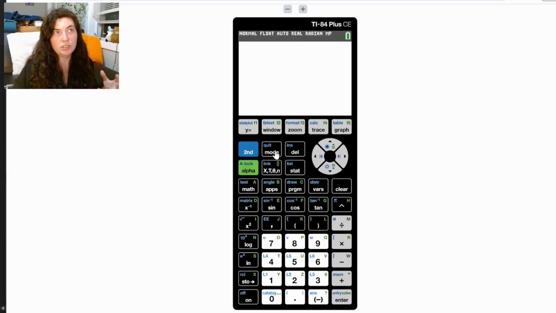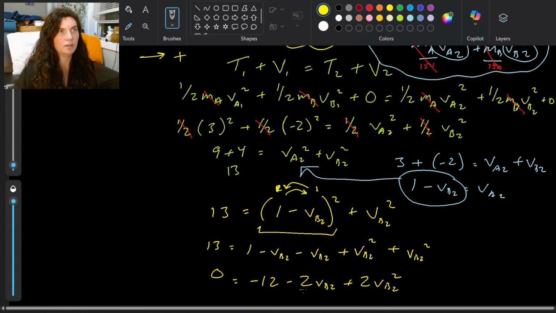What I mean by that is you can just plug equations into your calculator and have it find those roots, those zeros, those maxes and mins for you, whatever value you want. It can save you a lot of time. So if you hit this y equals button, you can type in your equation. For us, our equation was -12 minus 2 VB, which I'm going to replace with x's so we can write it in the calculator that way. So -12 minus 2x plus 2x squared is what I'm going to type into the calculator here.